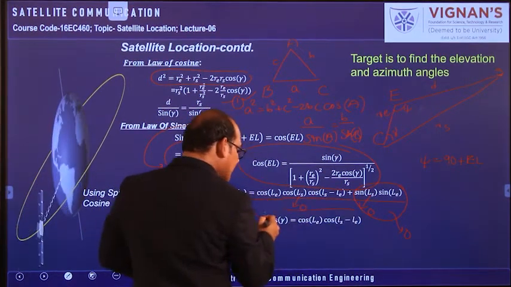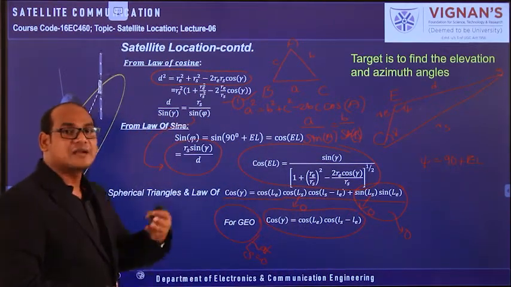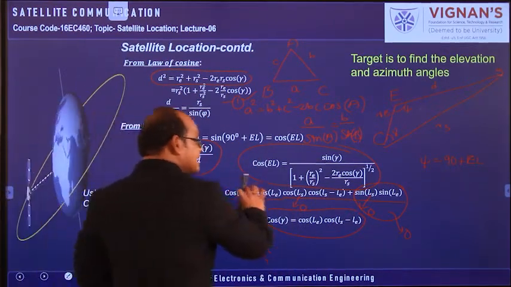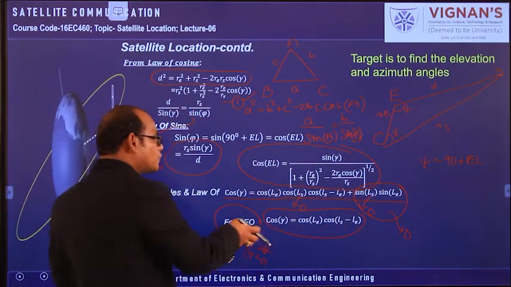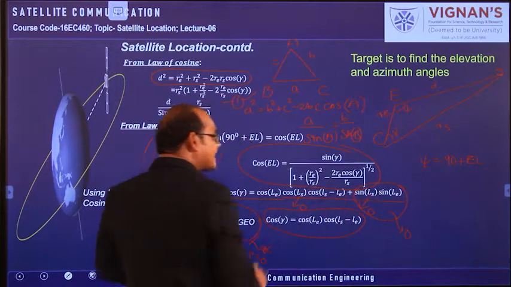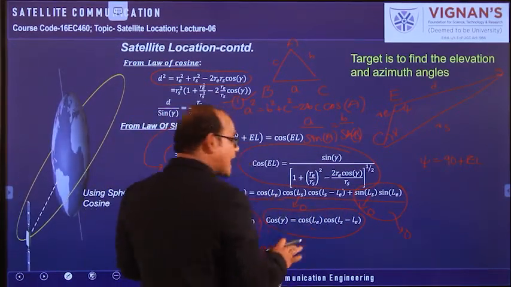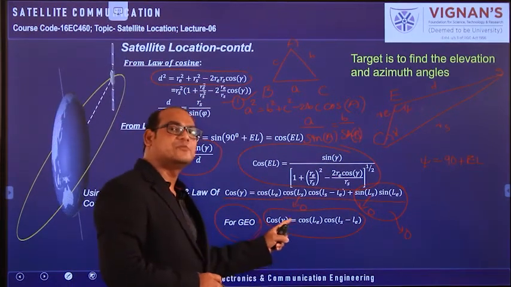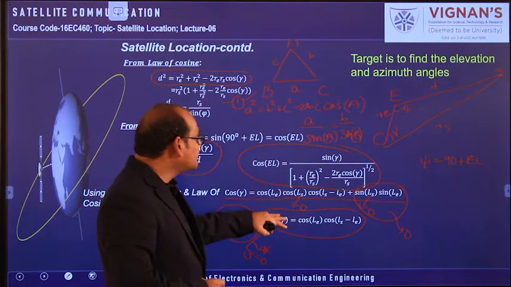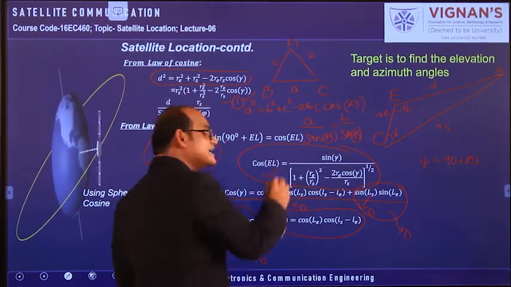So this equation is valid for only GEO. If normal orbits are there, you need to use the earlier equation. If geostationary orbits are there, you can minimize this equation by taking LS is equal to 0. So this equation has to be taken to calculate the gamma. So from this equation, cos gamma means we can get the gamma value, and by substituting that gamma in the cos of EL equation, we can get finally the elevation angle.